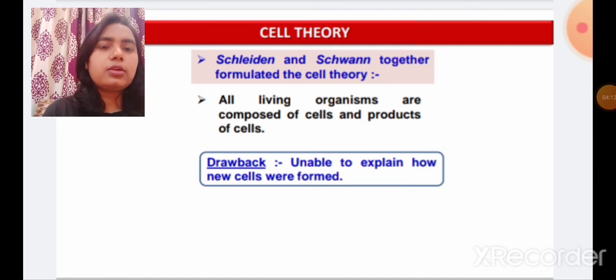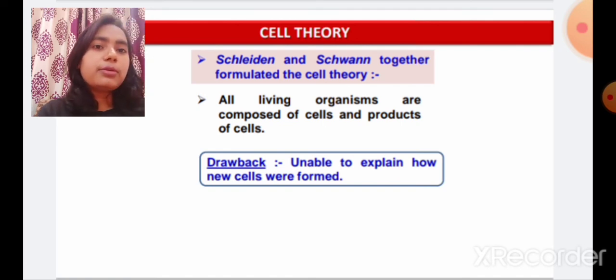Next point is cell theory. Cell theory was proposed by Schleiden and Schwann, who together formulated the cell theory. Next point is, all living organisms are composed of cells and products of cells. This is the statement given by Schleiden and Schwann, that all living organisms are composed of cells and products of cells. The drawback of this theory is that it was unable to explain how new cells were formed.